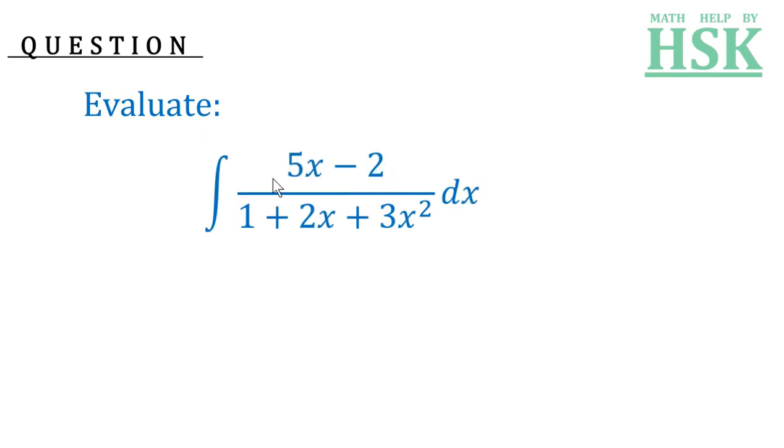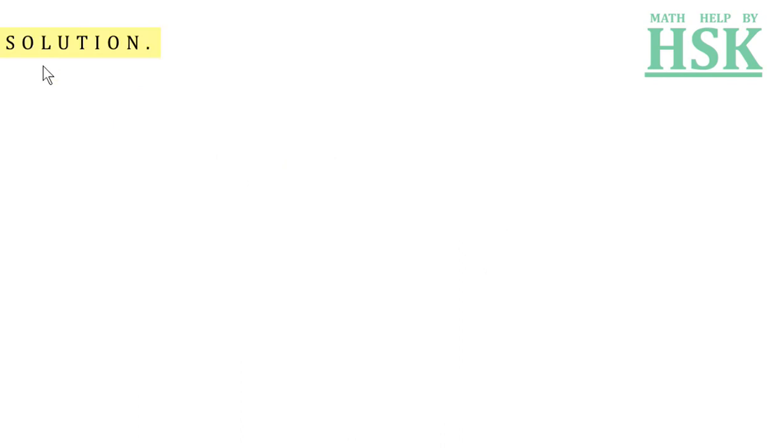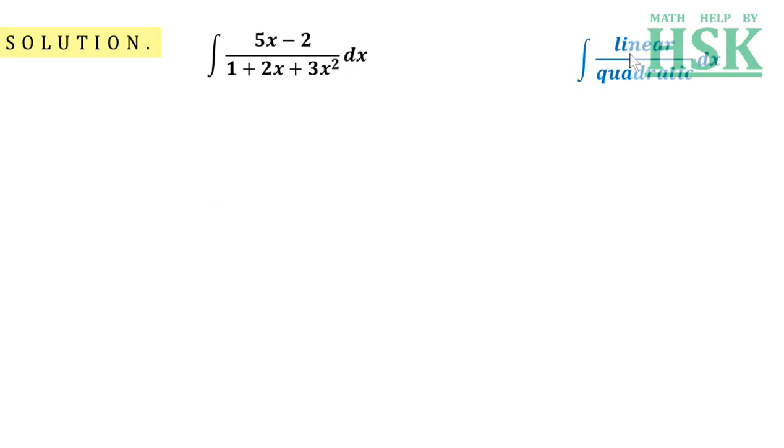The question is like this. We have to evaluate the value of the integration of the function (5x minus 2) upon (1 plus 2x plus 3x square) with respect to x. Now to solve this question, we see that the function which we have to integrate is in the form of linear upon quadratic expression of x, right? This 5x minus 2 is a linear expression and 1 plus 2x plus 3x square is a quadratic expression.